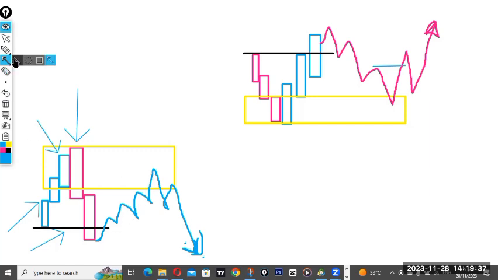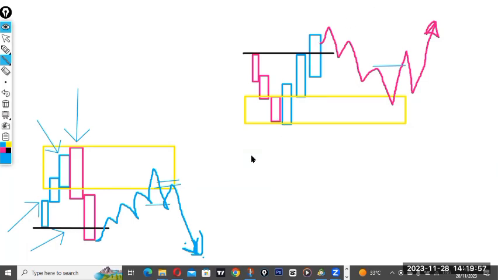Then you want to wait for confirmation, just as we have here. We have this confirmation here, which is a change of character. Then as price gives you that confirmation, you can now sell the market, you can short the market, right? So that's just how it is done.